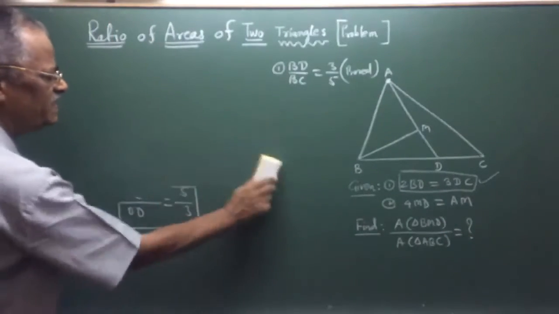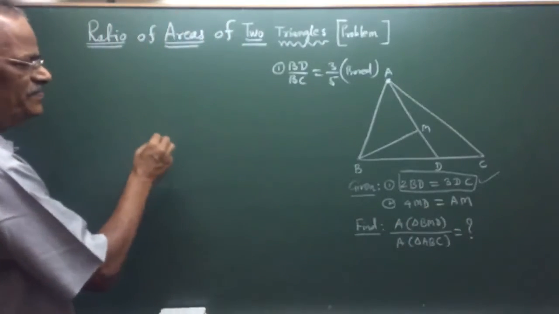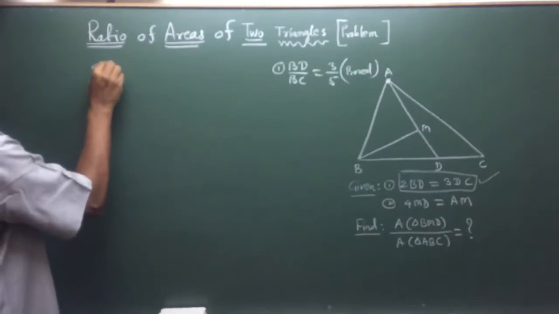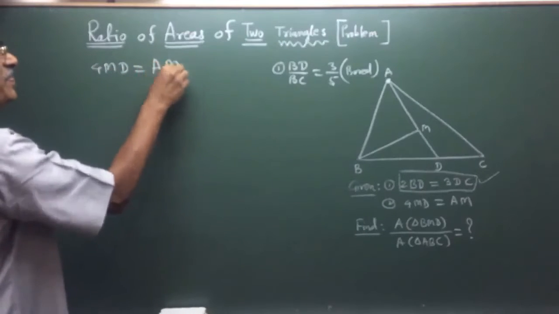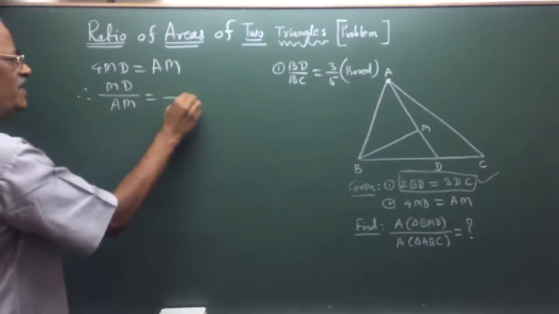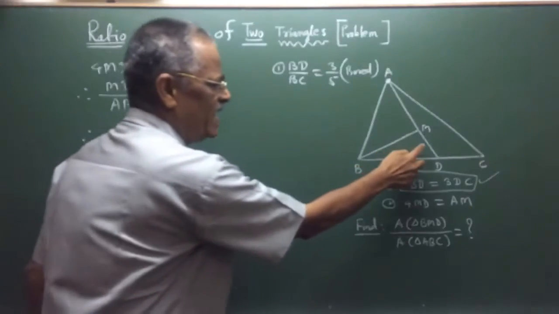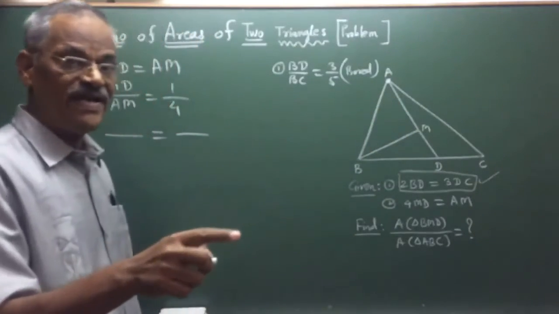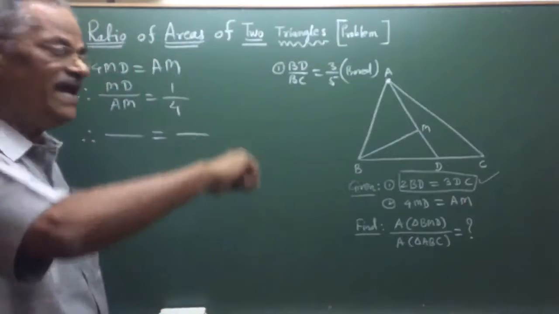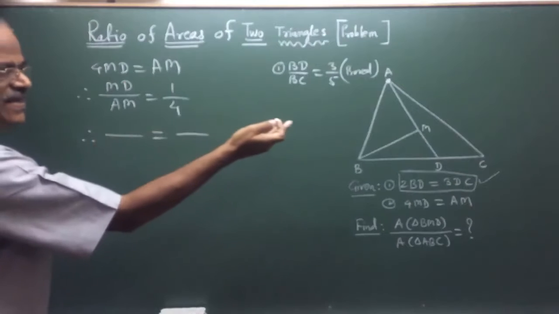Similarly, let us use the second information given. What is the second information? 4 MD is equal to AM. So MD upon AM is equal to 1 upon 4. This ratio we are finding. Let us find the ratio of MD and AD. For that, MD and AM are there.